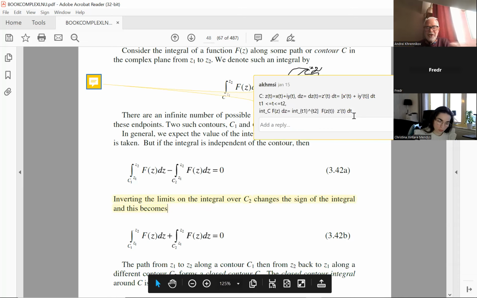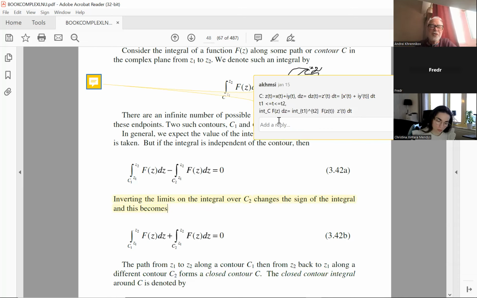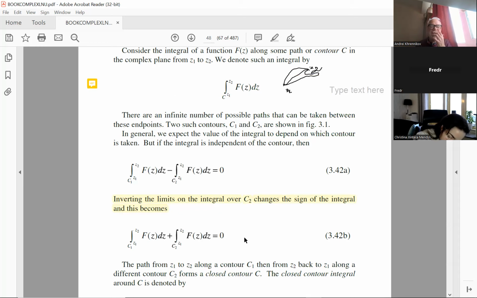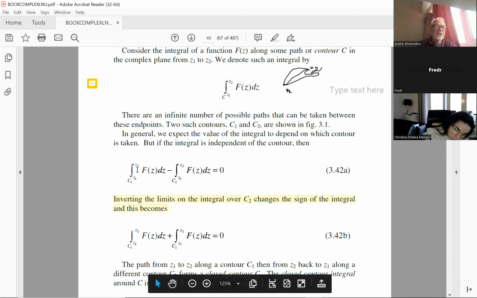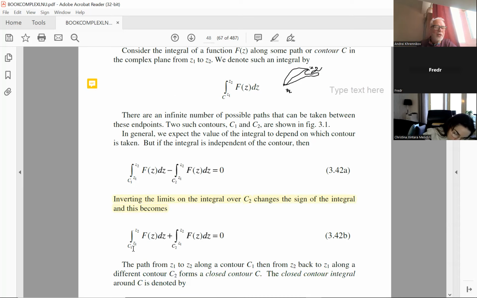And if we change the direction, we also change the limits of integration, so it would be just the difference of signs. So the integral from z1 to z2 minus the integral from z1 to z2 is 0. This formula, 3.42b, will be used many times during the course.